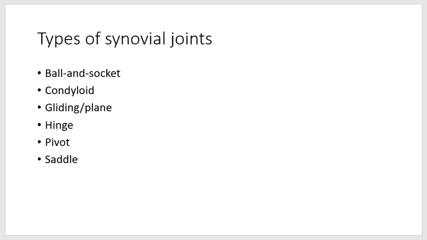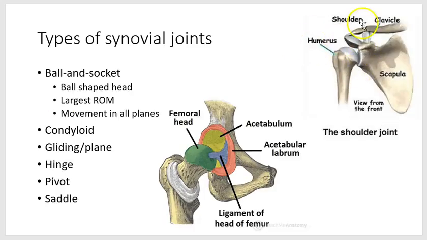Of our synovial joints, we have a few different types. You have your ball and socket. Your ball and socket joints, examples of these are going to be like your shoulder here and your hip. This gives us the largest range of motion of any of our synovial joints.